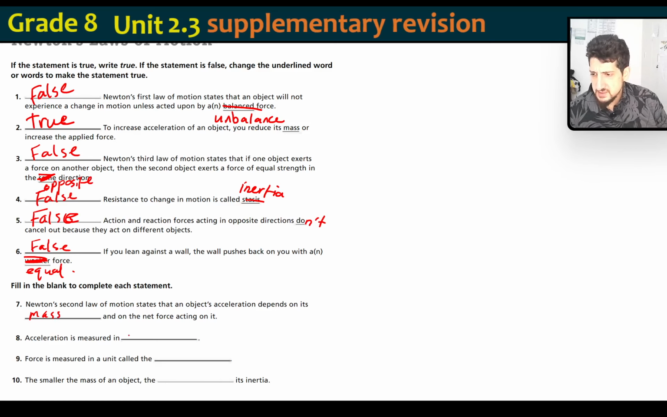Acceleration is measured in meters per second squared. Force is measured in units called newtons. And the smaller the mass of an object, the smaller its inertia. Remember, bigger mass, bigger inertia.